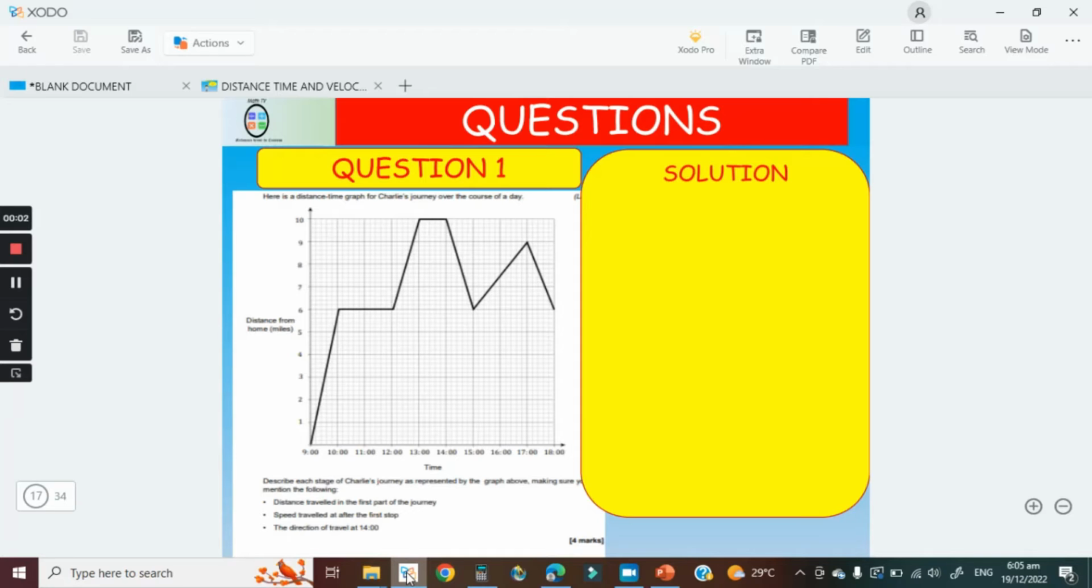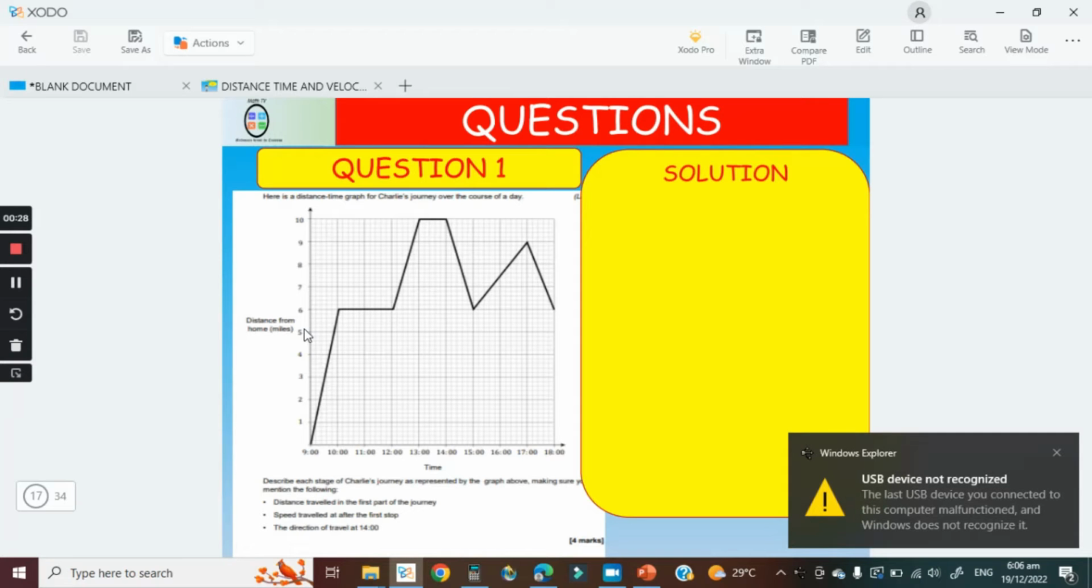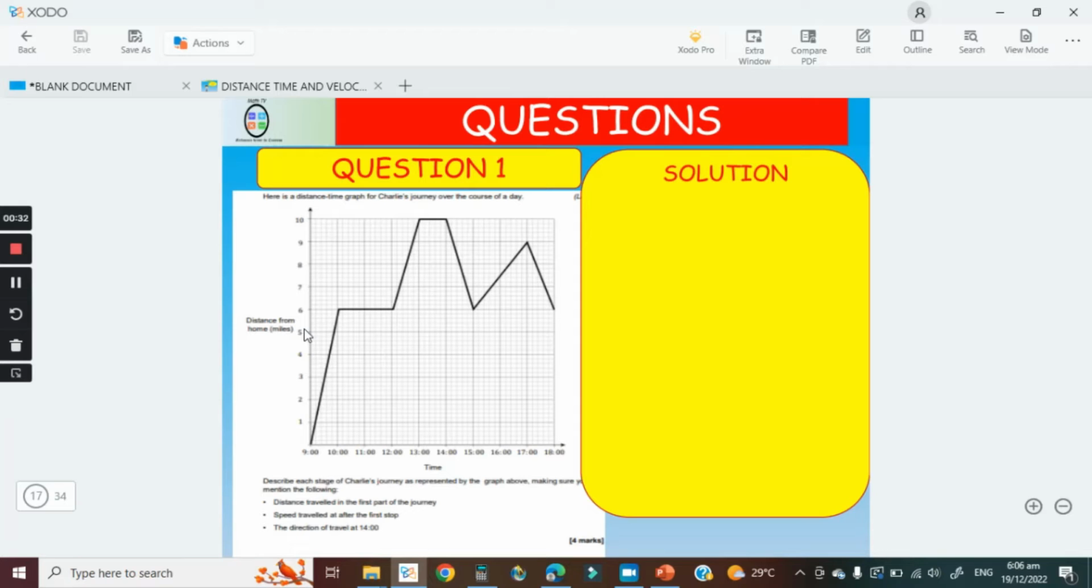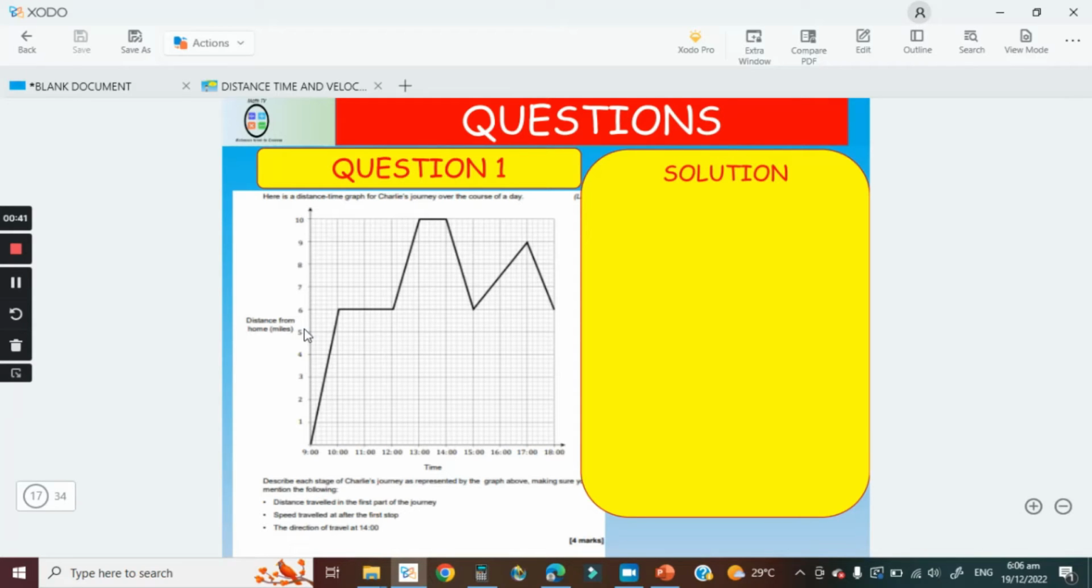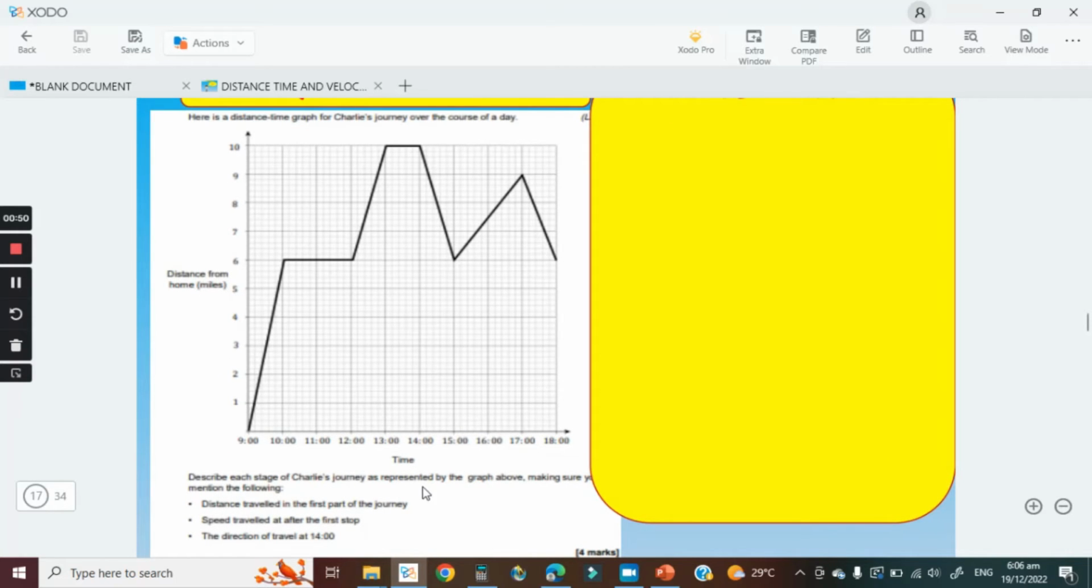Alright, and now we're looking at some exam style questions. As we can see right here, it says here is a distance time graph for Charlie's journey over the course of a day. Of course, we've covered everything on displacement and velocity. When you get exams, it's going to be a little bit different from how we went through the notes. The question says, describe each stage of Charlie's journey as represented by the graph, making sure you mention the following: the distance traveled in the first part of the journey, the speed traveled after the first stop, and the direction of travel at 2 p.m.